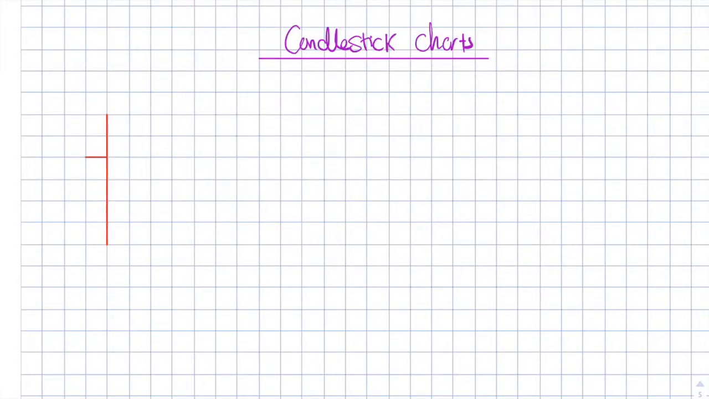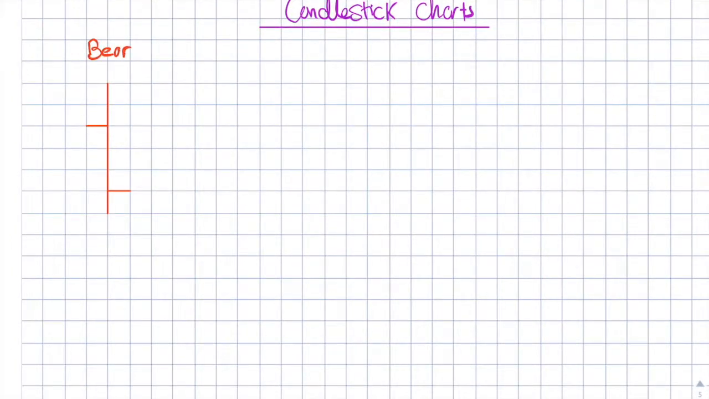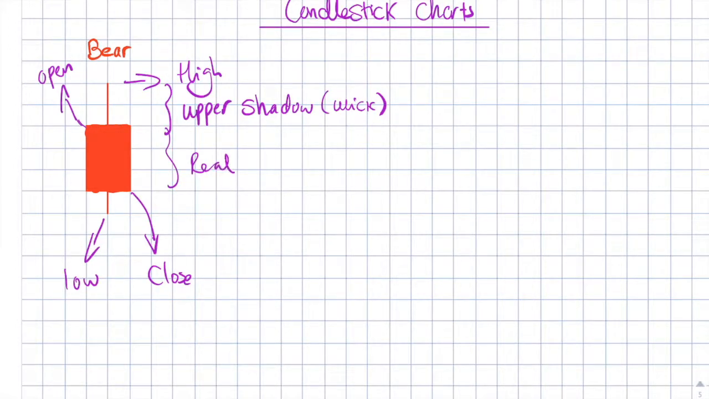In the previous video when we spoke about bar charts, we had a bearish bar that looked like this. If we modify this into a box and color it in red, this is what would be known as a bearish candlestick. So the high is here, the open is here, the close is here, and the low is here. It also has an upper shadow, which is sometimes called a wick or shadow; they are sometimes used interchangeably. The real body is the middle part, and it has a lower shadow as well.